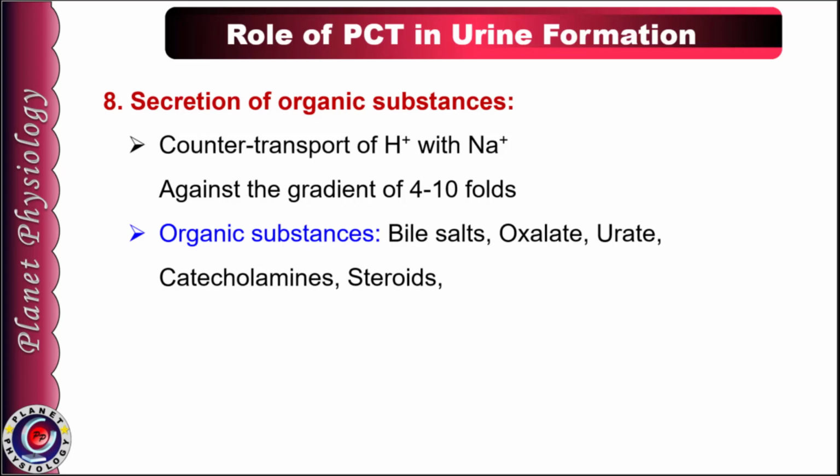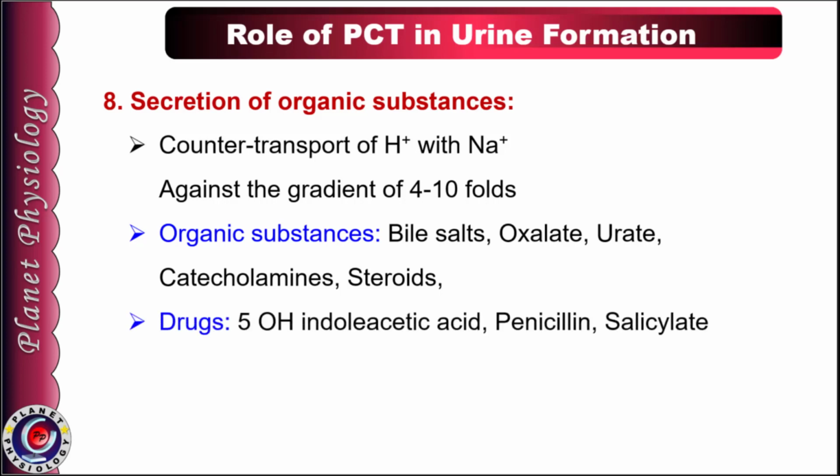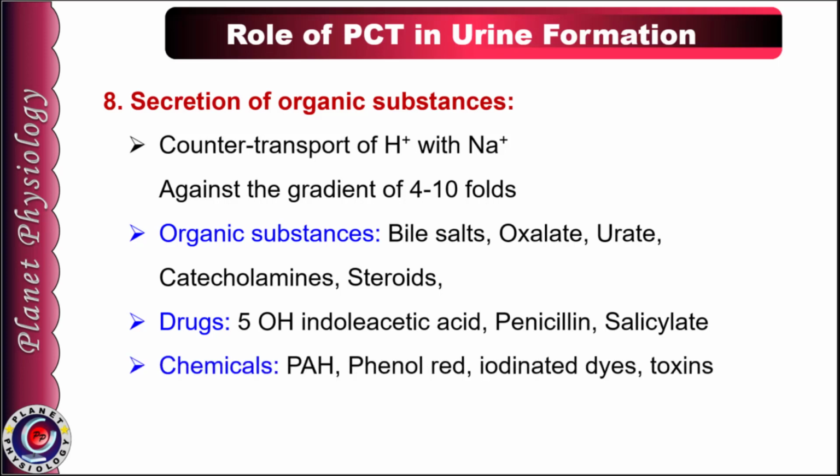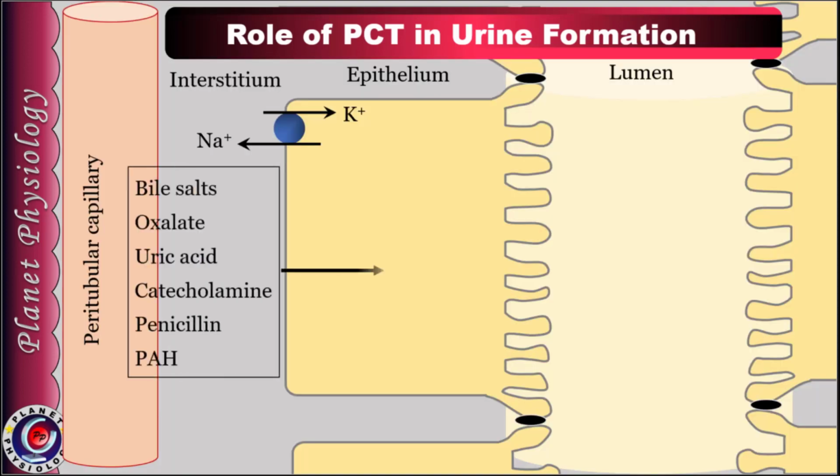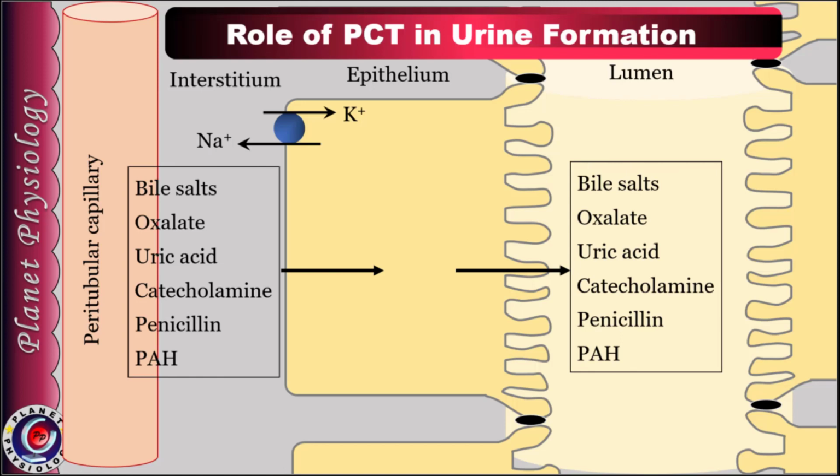PCT also secretes bile salts, oxalic acids, uric acid, catecholamines and steroids. Drugs like indole acetic acid, penicillin and salicylic acids are also secreted from PCT. Chemicals like para-aminohippuric acid, phenol red, iodinated dyes and toxins are also actively secreted by PCT. Thus, organic wastes which are not filtered adequately are secreted by proximal convoluted tubule for their effective removal from the body fluids, and most of them are secreted by active transport process.